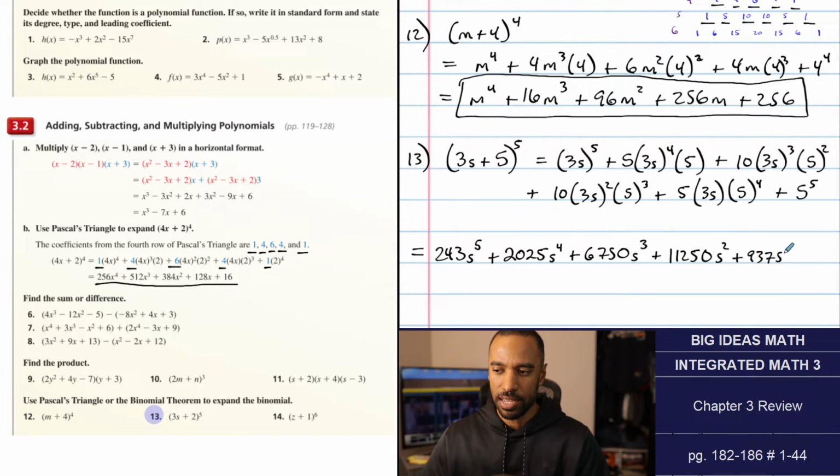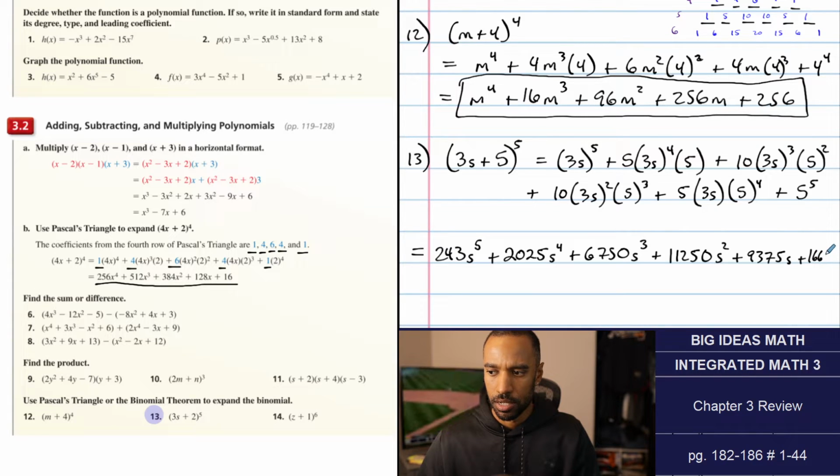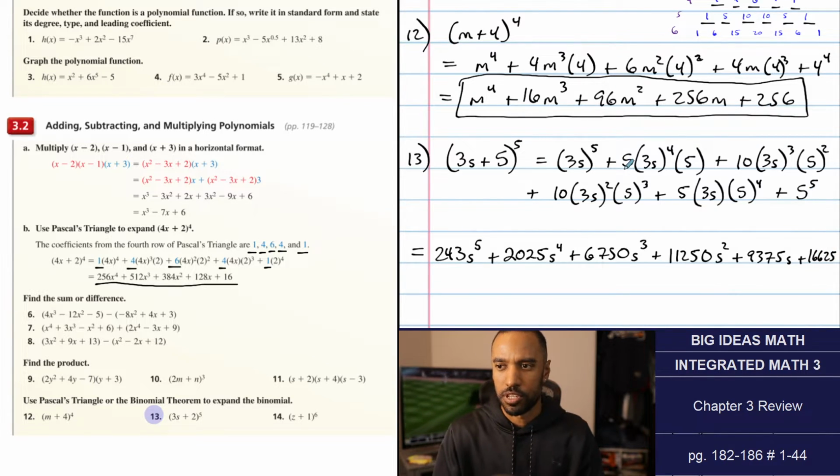Sorry if these are mistakes. I mean, I'm going to double check all of these. And 5 to the 5th is 625. I'm going to check that. Maybe it's 15. Maybe 15625. 15625, not 16. 15625.